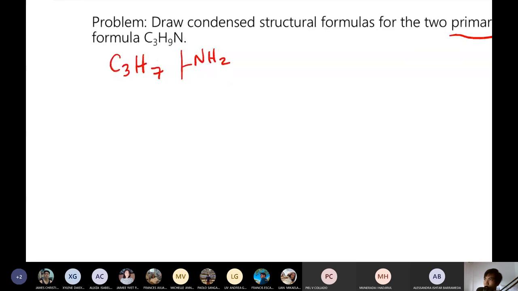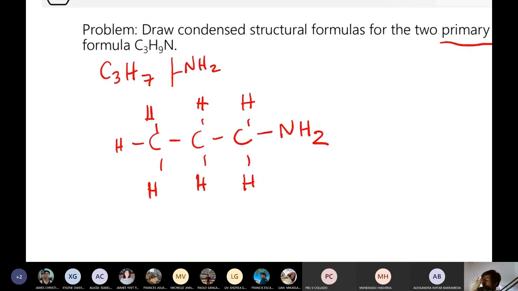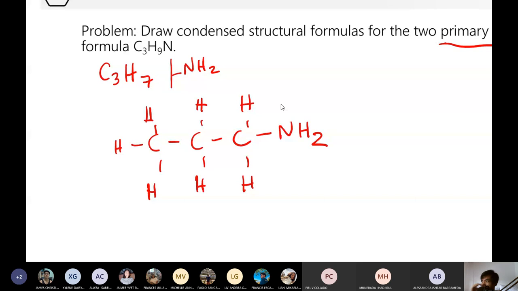Okay, so gawa ako ng carbon backbone. Carbon, carbon, carbon. Show the valency. Ipakita mo yung bonds na pwede nila gawin. Then ilagay mo yung hydrogen. Ayan. So yan yung first primary amine natin. We have NH2, so primary yon. Then, ito ay nakadugtong sa dulong carbon. Okay, so that's primary amine.